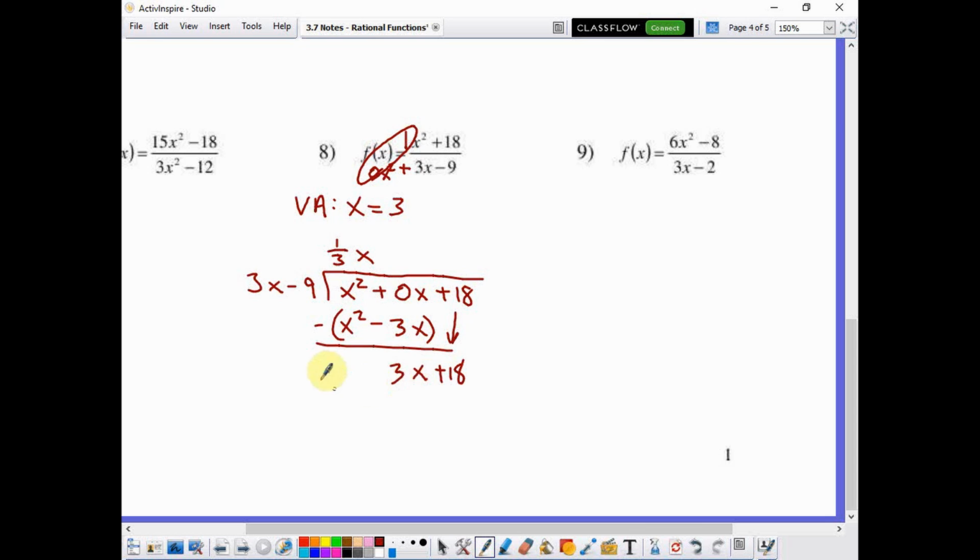3x divided by 3x is 1, so plus 1. And then I distribute that 1, and I get 3x minus 9, and I subtract that quantity. 3x minus 3x is 0. 18 minus negative 9 is 27. So I end up with a remainder of 27, so that's plus 27 over 3x minus 9. Now when I write the equation, what I have instead of a horizontal asymptote is a slant asymptote.